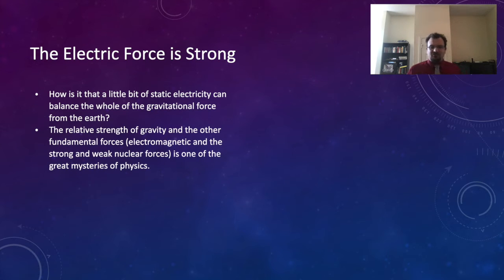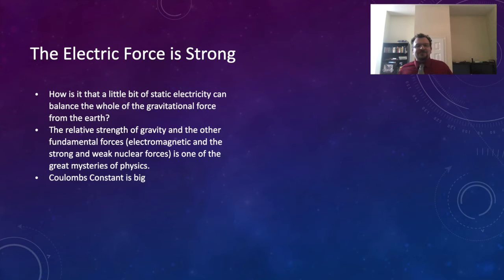In fact, the relative strength of gravity compared to the other fundamental forces, so that would be electromagnetic, strong and weak nuclear forces, is one of the great mysteries of physics. One of the things that baffled Einstein towards the end of his career is, why is gravity so weak? We usually don't think of gravity as being all that weak because we experience it all the time. But compared to all these other forces, gravity is very weak. We just see it on a large scale because there's no such thing as negative mass, and therefore it all adds up together.